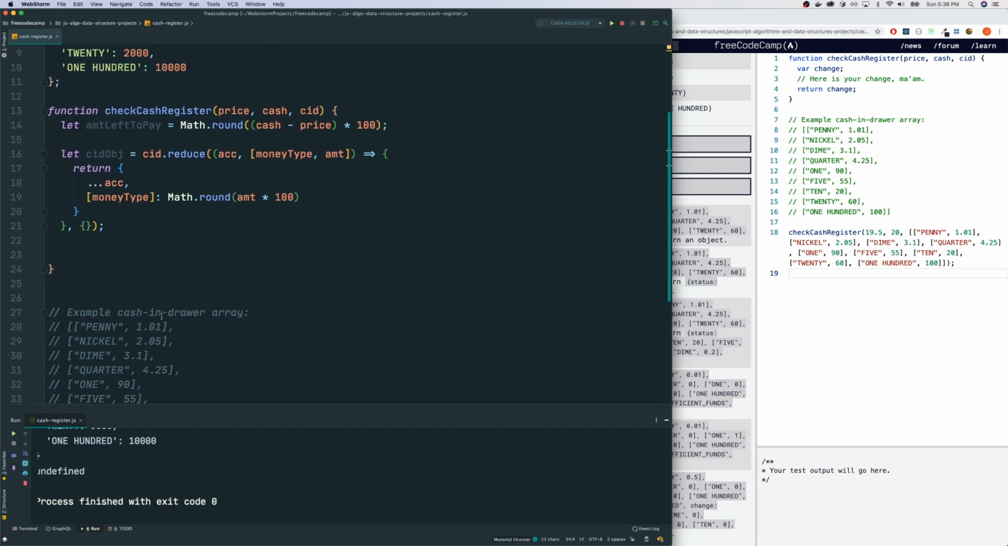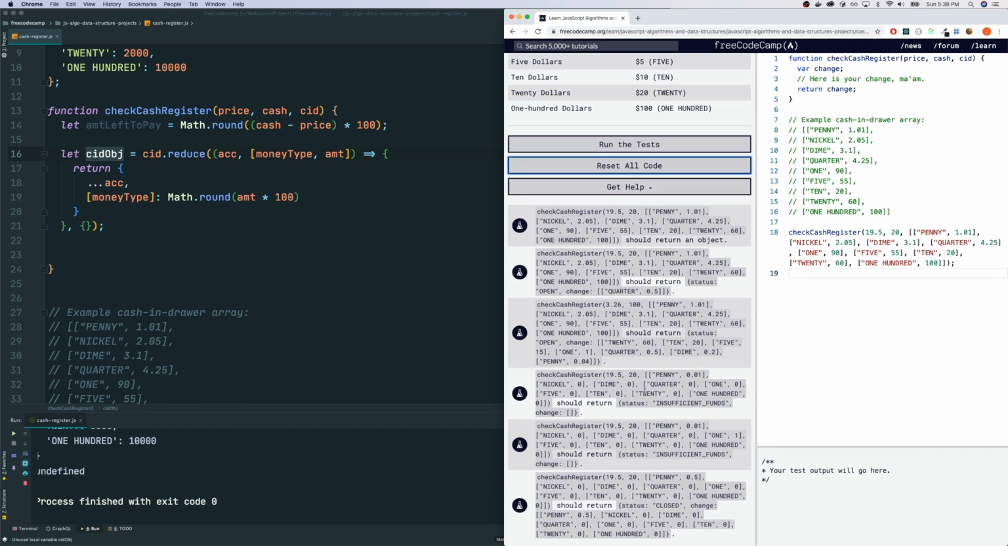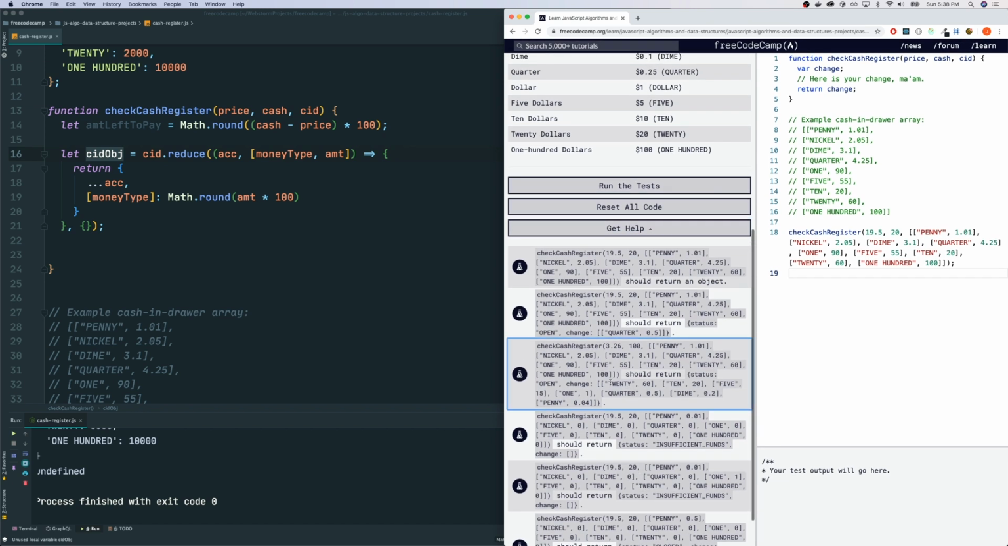And as we subtract, we want to do a couple things. We want to subtract from our amount left to pay the most amount that we could subtract. We want to subtract from CID object because we may later want to return that. And also we want to add up inside another array that we're going to return. So check this one out, the one with status open. We want to return the array that has this key value pair type of thing going on, with the denomination on the left side and the amount that we took out on the right side.